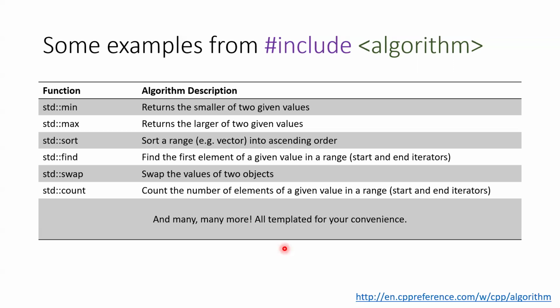We have other functions in the algorithm library. We have the minimum, the maximum, the sort, the find, the swap, and the count function. The count function counts the number of elements of a value in a given range, defined by its start and end iterators, and many more.